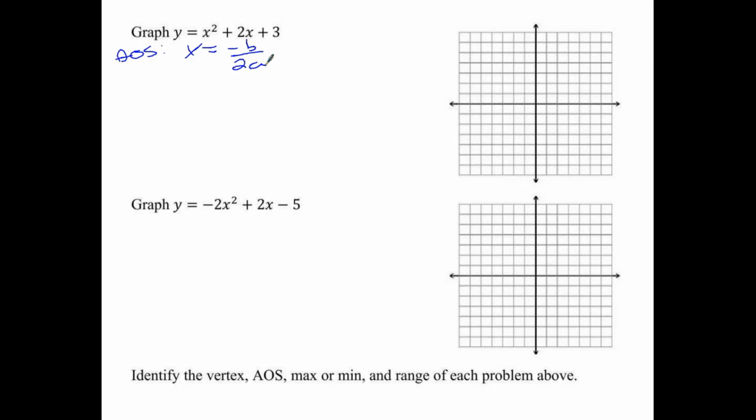And also, since this is the first time we're doing it, I'm going to label what a, b, and c are in the equation. So a is here, it's always attached to the x squared term. B is here, always attached to the x term. And c is here, always the constant term.